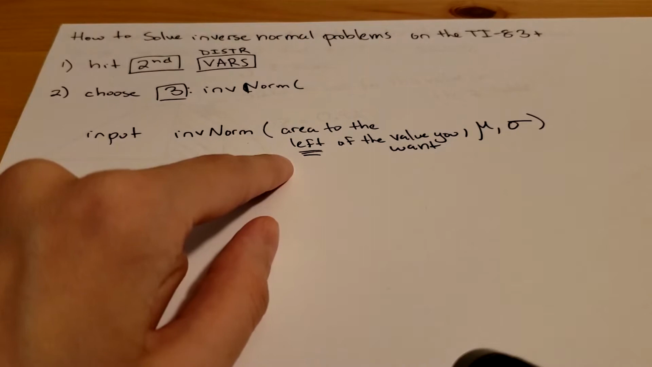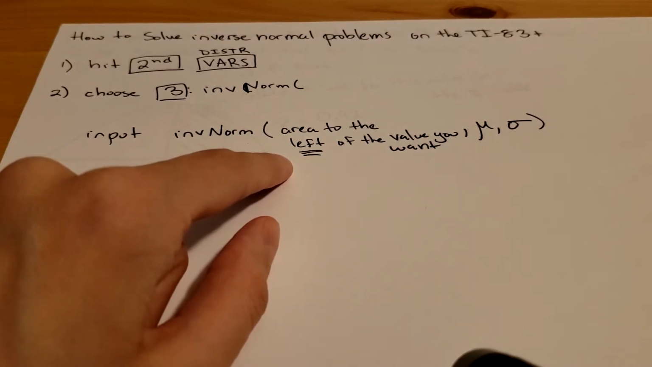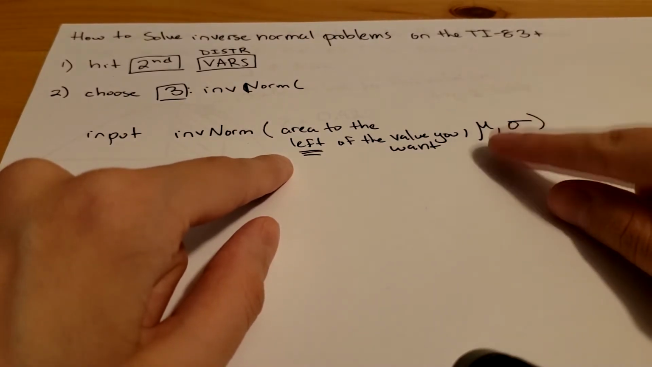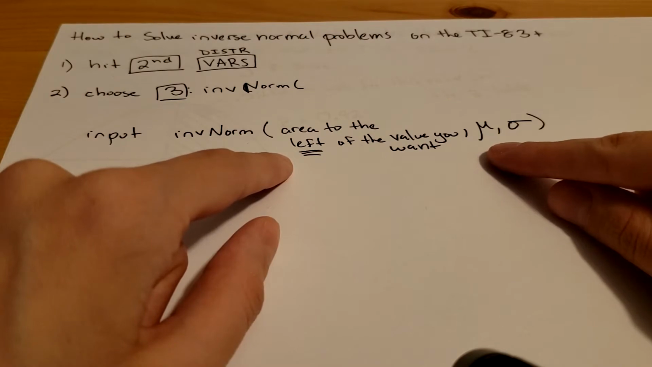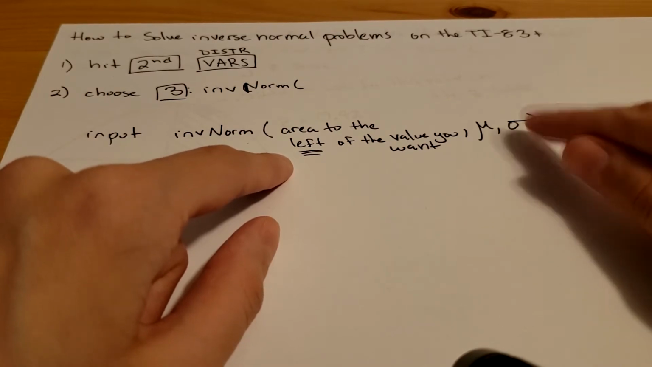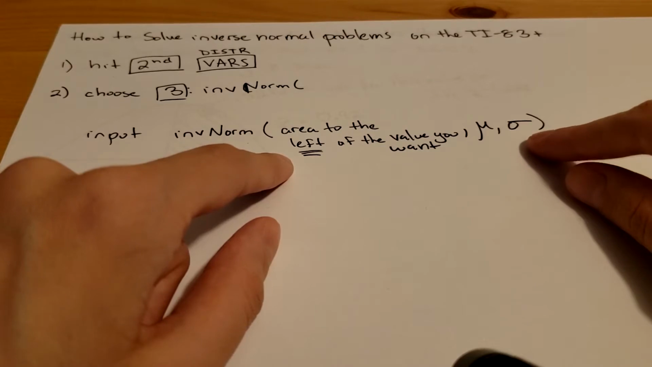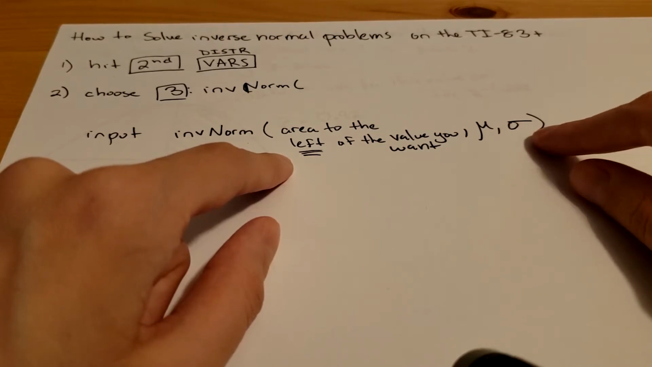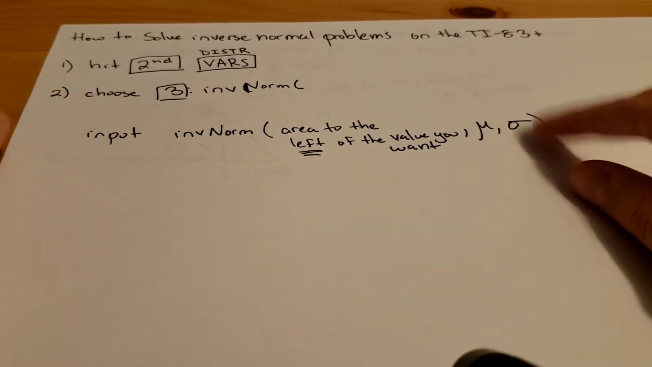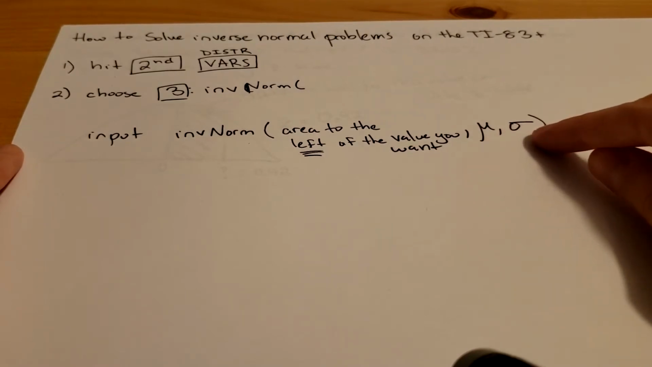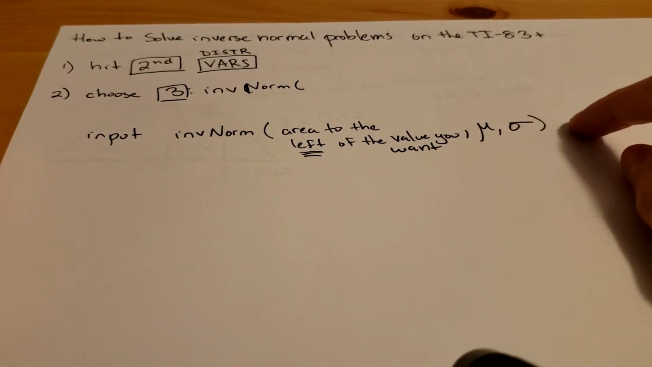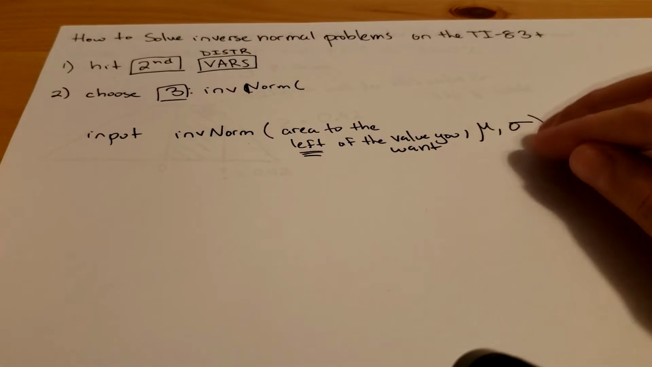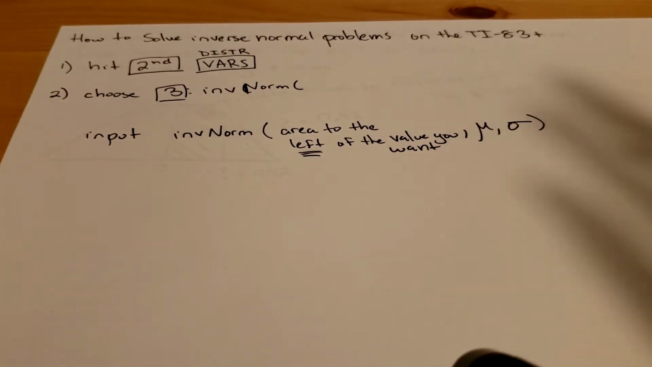Now what you're going to input is the area to the left of whatever value you want to find, the mean of the normal curve or normal distribution you're working with, and the standard deviation of the normal distribution that you're working with. So if you're working with a standard normal curve, this is going to be 0, that's going to be 1. If the problem tells you something else, you're going to put in whatever the problem says the mean and standard deviation of that is.